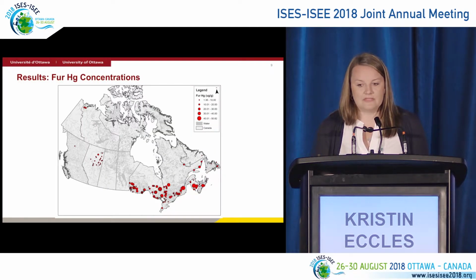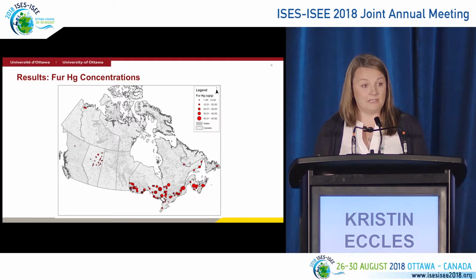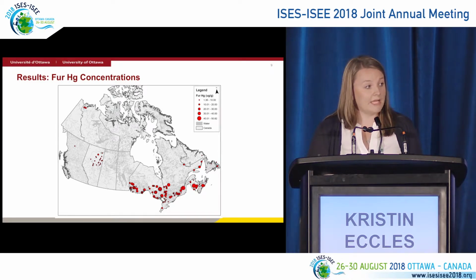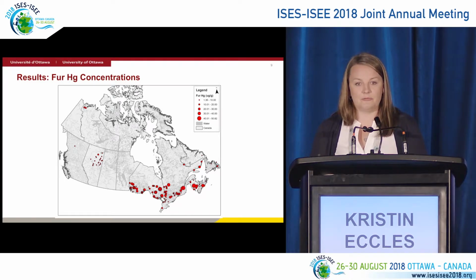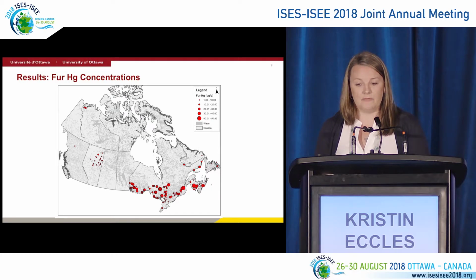So on to the results. This is a map of fur mercury concentrations in Canada. The larger the circle, the larger the concentration. Our concentrations range from about 1.3 ppm to around 50 ppm. Just to give you a little bit of context, we use 15 ppm as our fur mercury screening guideline. Above 15 ppm, we start seeing changes in brain neurochemistry of river otters, indicating that there might be some environmental problems. And the patterns that we see are very similar to the other mercury monitoring programs in Canada.